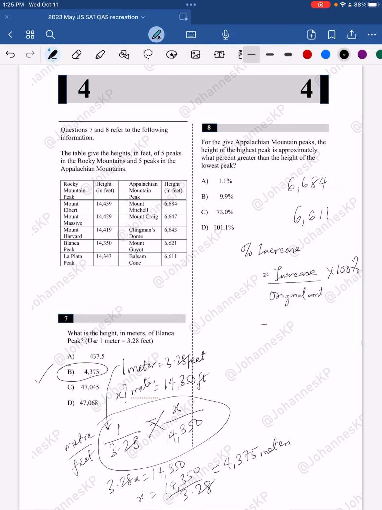So this becomes 6,684 minus 6,611, divided by the original amount, 6,611, multiplied by 100%. So 6,684 minus 6,611 gives me 73, divided by 6,611, times 100. So what does that give us? Using the calculator, that gives us 1.104%, which is option A.